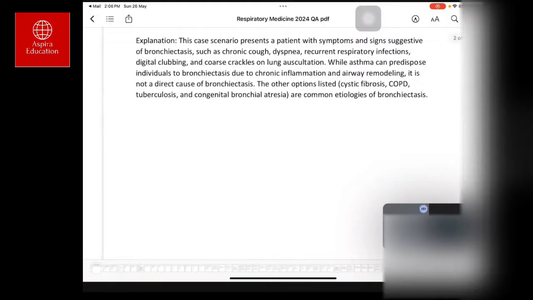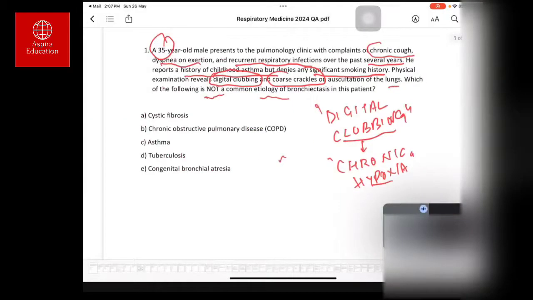Let's see, this is basically a patient who has symptoms and signs suggestive of bronchiectasis: chronic cough, dyspnea, respiratory infections, digital clubbing, and coarse crackles. Now, asthma, we all know that it is a hyperreactive airway, in response to some allergens. So, asthma can predispose individuals to bronchiectasis due to chronic inflammation, but it is not a direct cause of bronchiectasis. Everything else, cystic fibrosis, we understand, COPD, we understand. Asthma per se cannot lead to production of bronchiectasis. Tuberculosis again can do the same. Congenital bronchial atresia also can do the same.